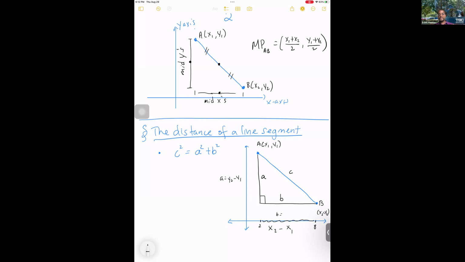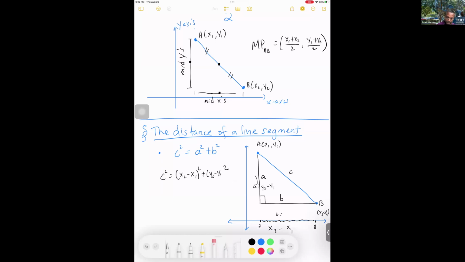With these two little changes in mind, I can say that c squared is equal to x2 minus x1 squared plus y2 minus y1 squared. Let me move that out of the way. Put it right here. There you go. I've just put in the formula for A, and I have just put in the formula for B. Questions there?